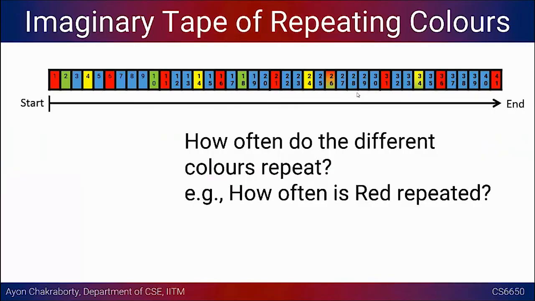So imagine something like a tape, right? And this tape has a start and it has an end, and there are repeating colors on the tape. This is a very simple example, and every offset or every color has its own index, starting from 1, which is the start, and this index continues to 40, 50 and so on. So this is towards the end of the tape.